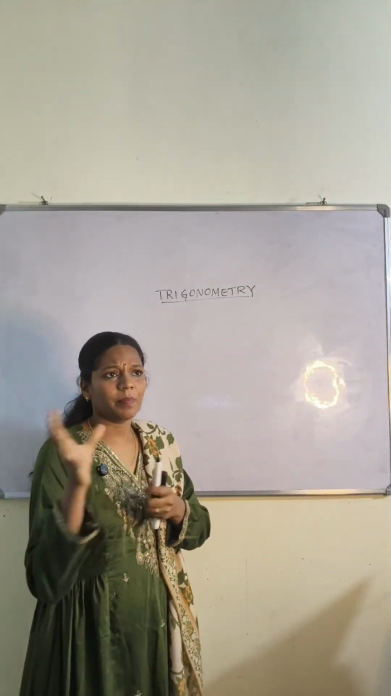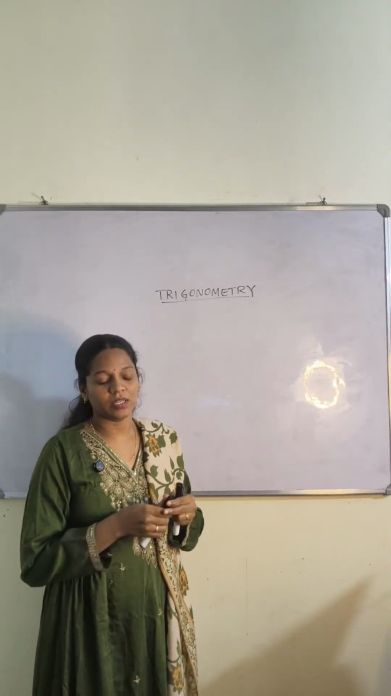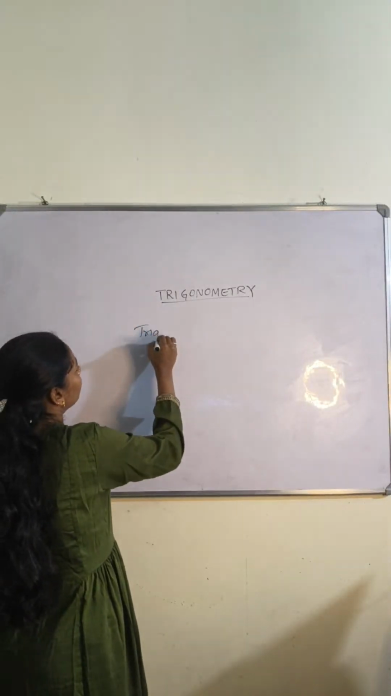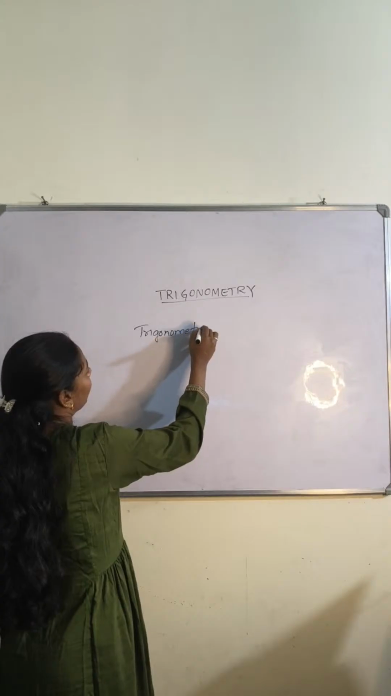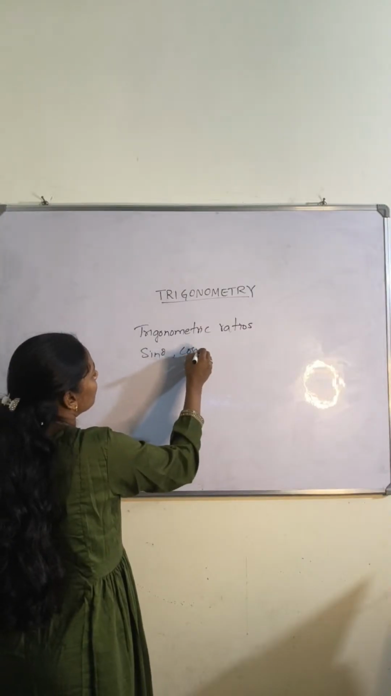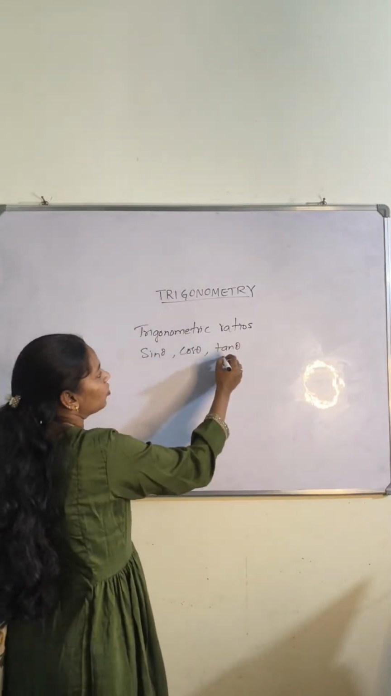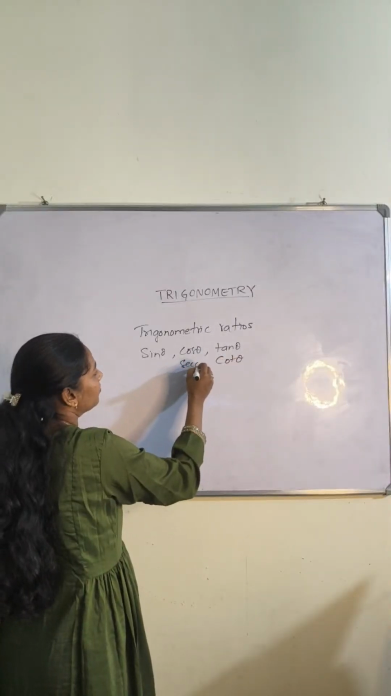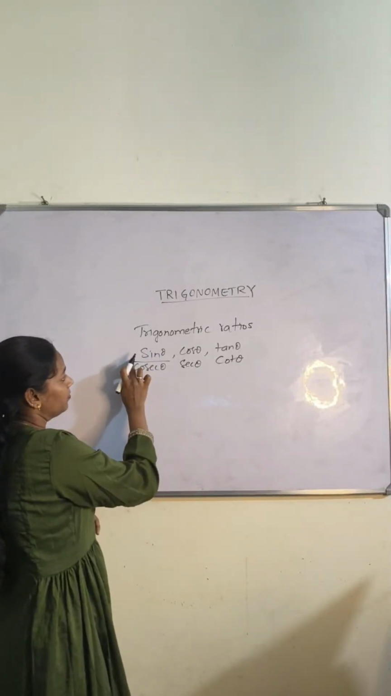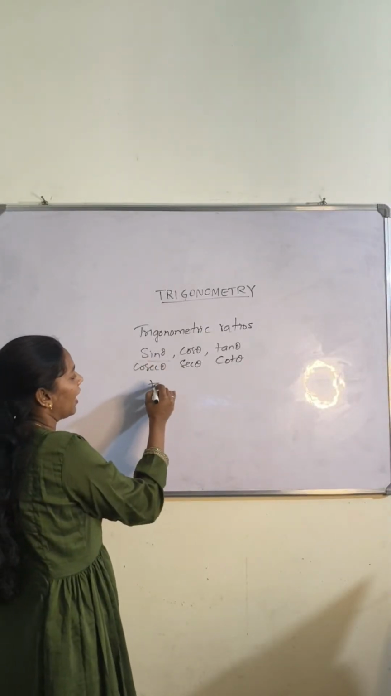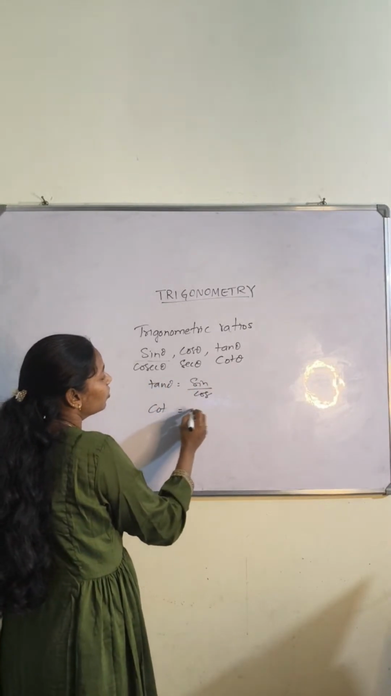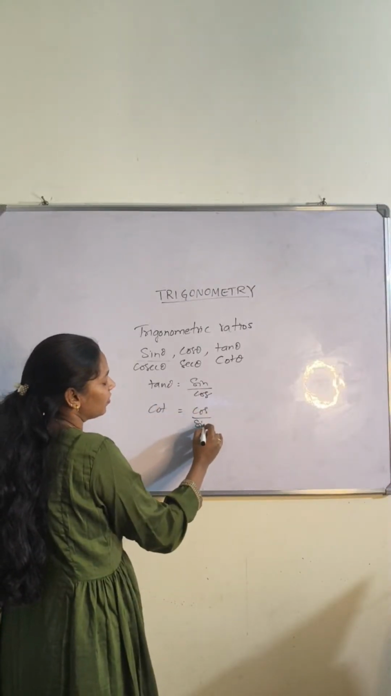Let me brush up what we have discussed in the previous session. Trigonometric ratios we have discussed. As we know, there are 6 ratios: sine, cos, tan, and the other three, that is cot, secant, and cosecant, which are the reciprocals of these. Tan equals sine by cos, cot equals cos by sin, as these are reciprocals.